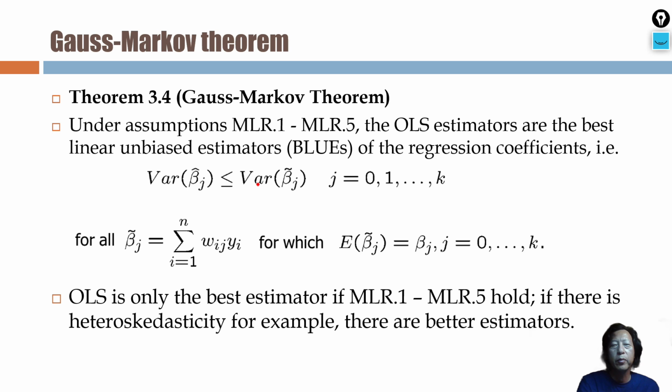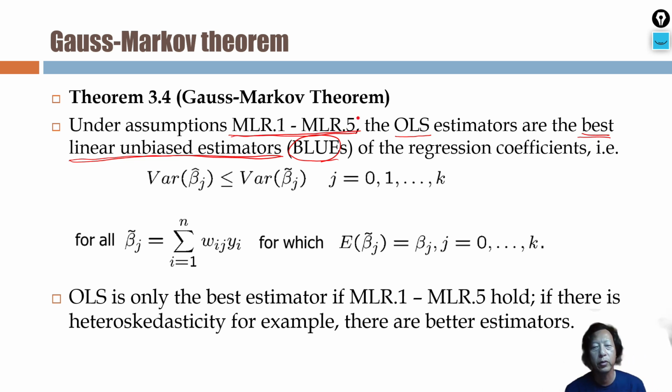So by the theorem, what we can say is that if all assumptions hold, these OLS, ordinary least squares estimators, are the best linear unbiased estimator, which we call BLUE. The best linear unbiased estimator. This is the best one: smallest variance and unbiased estimator, if all 5 assumptions hold.